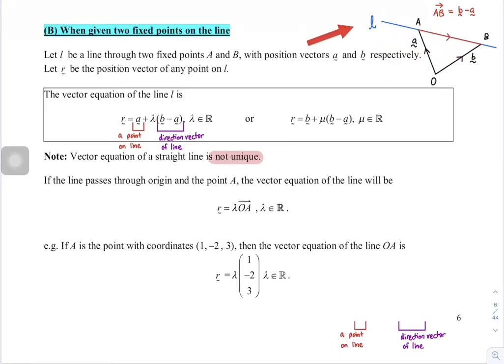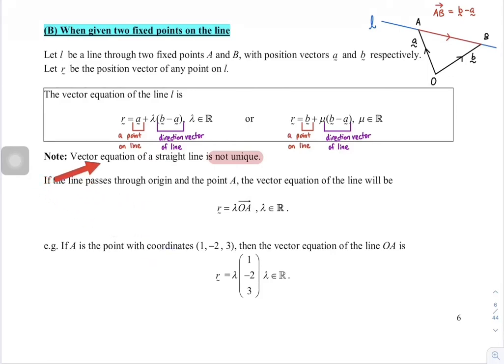Another way of writing the vector equation of this same line is using another point on the line. So for this particular case, another point that is actually on the line itself is the point B, so we can use the position vector of the point B. And of course, to complete the vector equation of this line, we need the direction vector of the line itself.